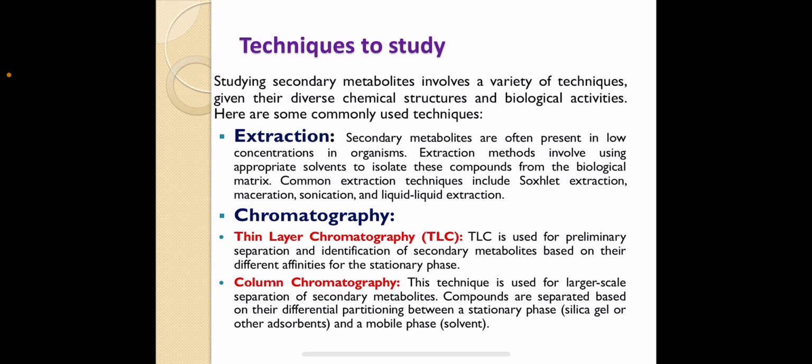And the next one is chromatography. There are several types of chromatography, and the first one is thin layer chromatography, which is used for preliminary separation and identification of secondary metabolites based on their different affinities for the stationary phase.